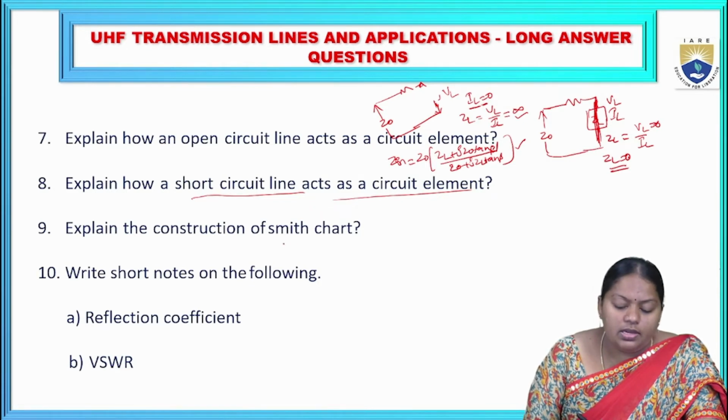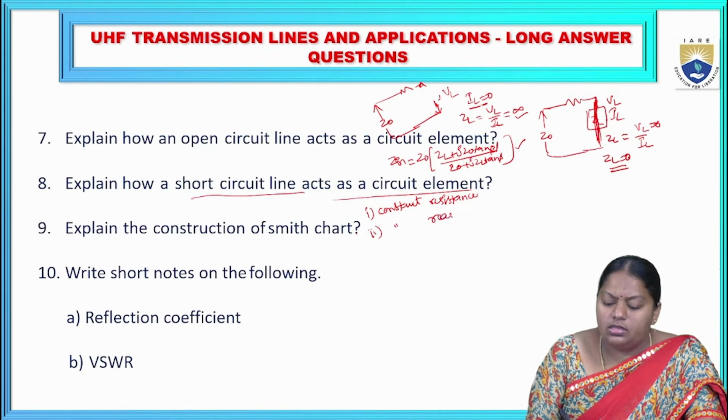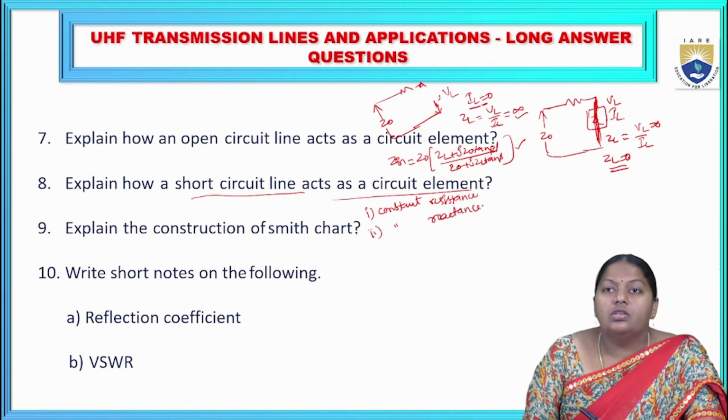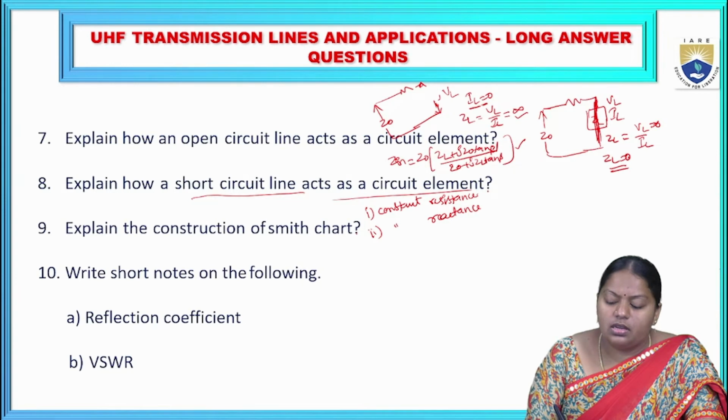Then explain the construction of the Smith chart. To draw the concentric resistance circles as well as reactance circles, to construct the Smith chart, we follow some procedure. The first one is related to constant resistance circles, and the second one is constant reactance circles. To draw the constant resistance circles, we need to vary different values of R.